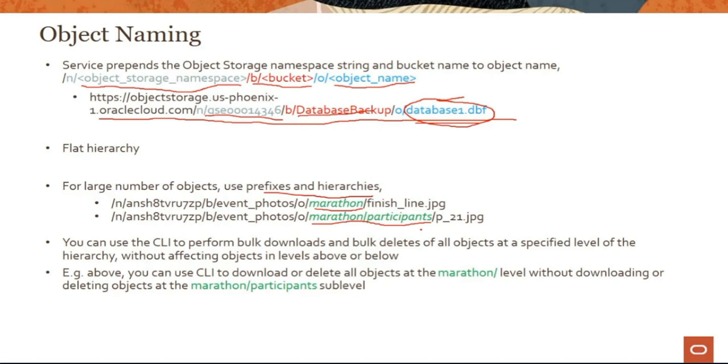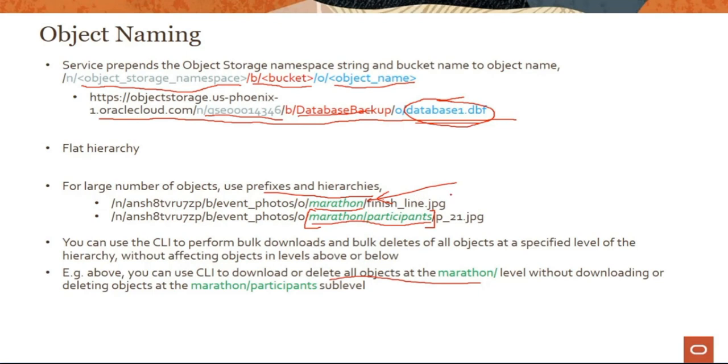So what do I mean by that? Look into this example here. You can download or delete all objects at this level, at the marathon level, without downloading or deleting objects at the marathon participants level. So even though it looks like marathon participants is sort of a child directory structure from marathon, you can still operate. If you create prefixes like these, you can operate at them independently, and you can have another object here which says start line and finish line and middle line, etc., right?